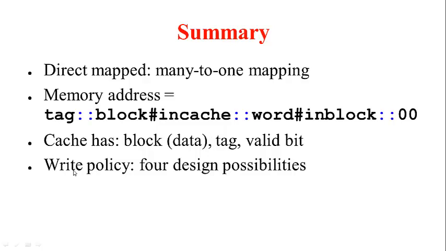And finally, we also saw that there are 4 possible design choices with respect to the write policy in a cache, 2 of which make more sense than the other 2.